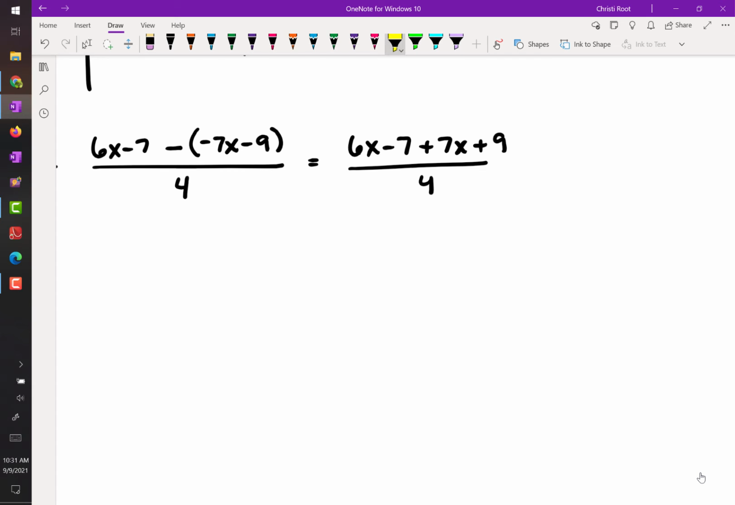So I'm going to add my like terms together. I have 6x and 7x, 13x, and then I have a negative 7 and a positive 9, which is plus 2 over 4. Now, remember, the top part is a binomial. It is not factorable, so I don't have a GCF. I can't separate it at all. So that 2 and that 4 are off limits. So monomials cancel with monomials, binomials cancel with binomials.